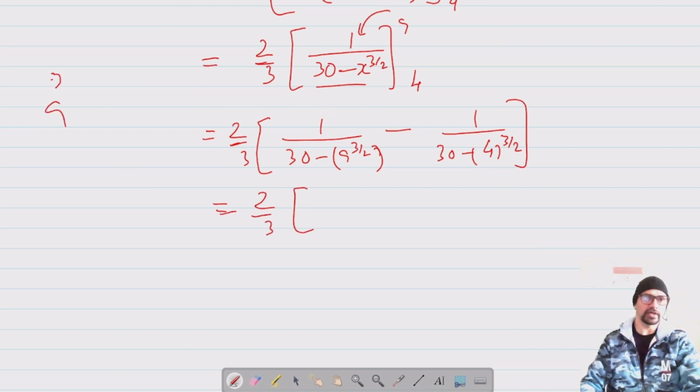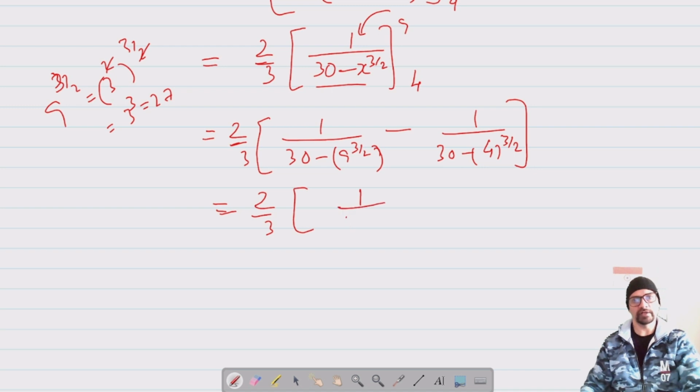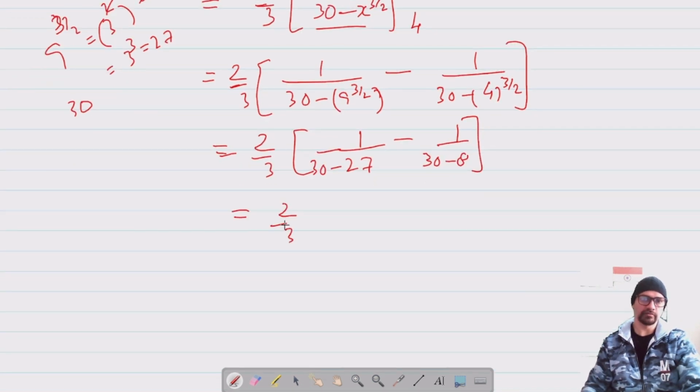And 9 raised power 3 by 2 is actually 3 square raised power 3 by 2, which is 3 cube, which gives us the value 1 upon 30 minus 27, minus 1 upon 30 minus 8, since 4 raised power 3 by 2 is 2 square raised power 3 by 2, which is 2 cube. Now this is equal to 2 by 3, and 30 minus 27 is 3, so 1 by 3 minus 1 upon 30 minus 8, which is 22.